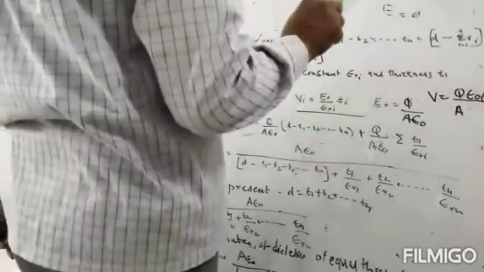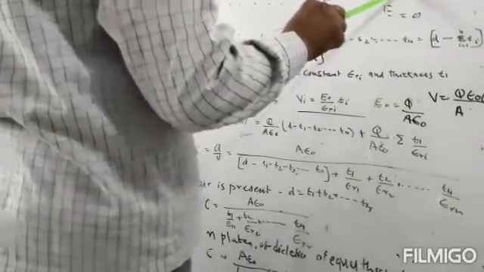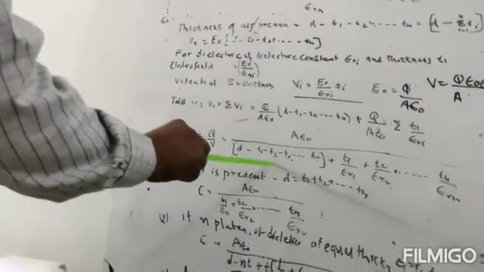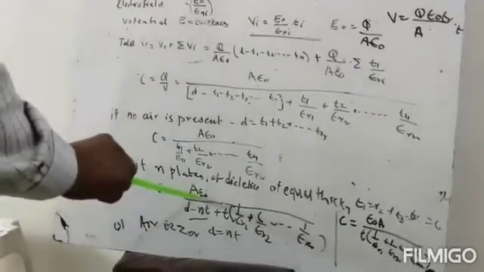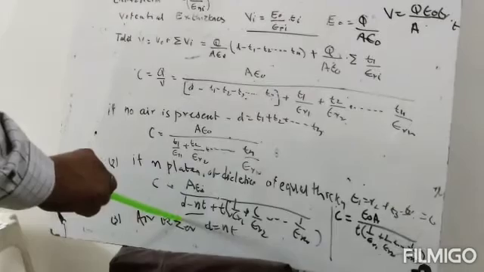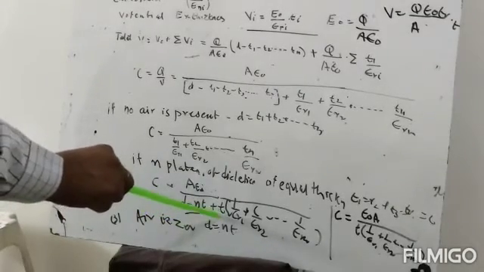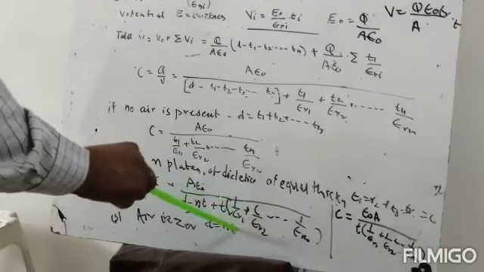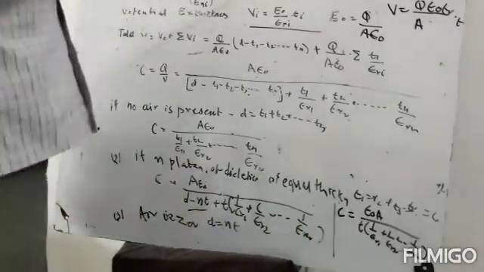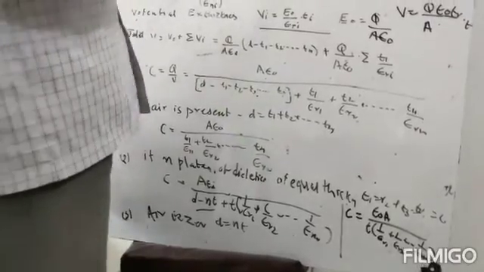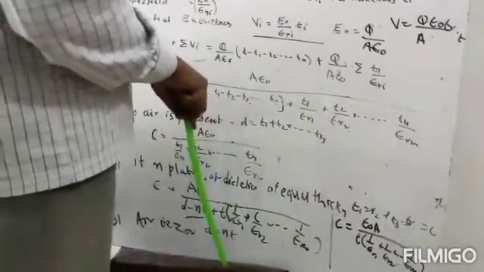And suppose all the plates have equal thickness, then T1 will be equal to T2 and so on, all equal. So it will be equal to A epsilon 0 divided by D minus NT plus T common, 1 by epsilon R1 plus 1 by epsilon R2 and so on. So we can find the capacitance in the case when a large number of dielectric slabs are placed between the parallel plates.